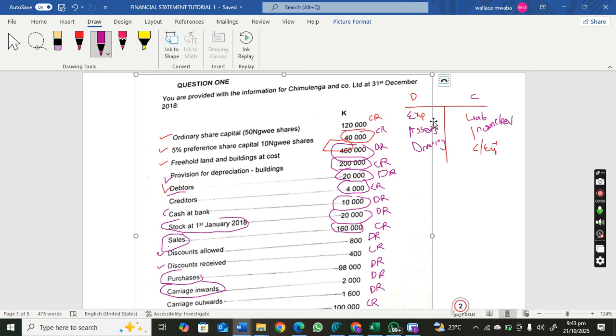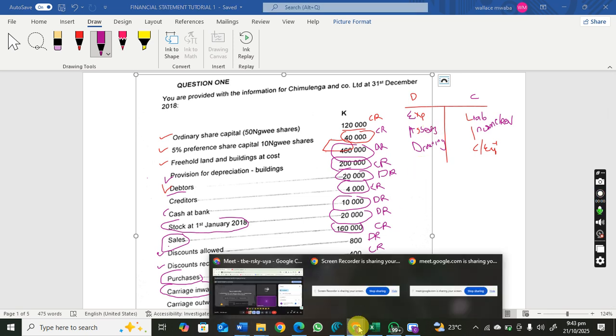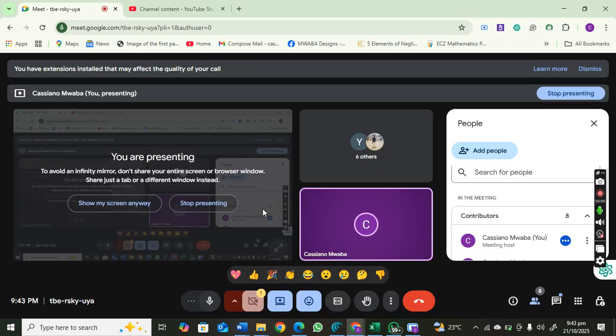So I think we hit on the discount allowed and discount received. Discount allowed, you give a customer a discount. It means they are paying less, right? If you say you sold goods for 100 kwacha to somebody, and then you said, okay, we're giving you a discount of 30 kwacha. So it means when the customer is paying you, they're paying you 70 kwacha, right? So that 30 kwacha, you've lost it. So you treat it as an expense.